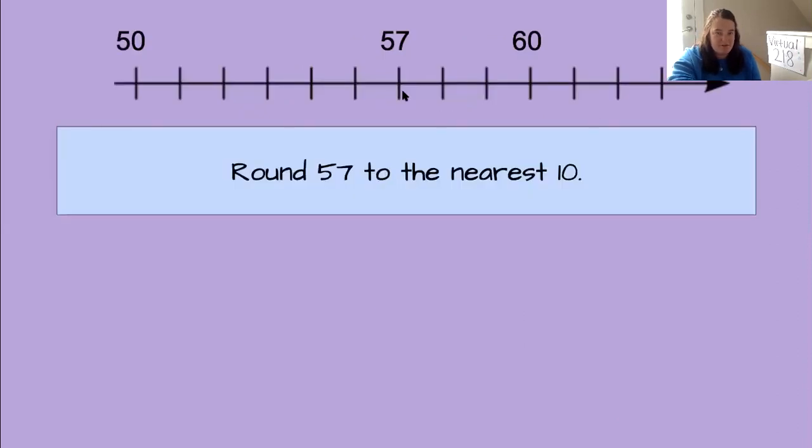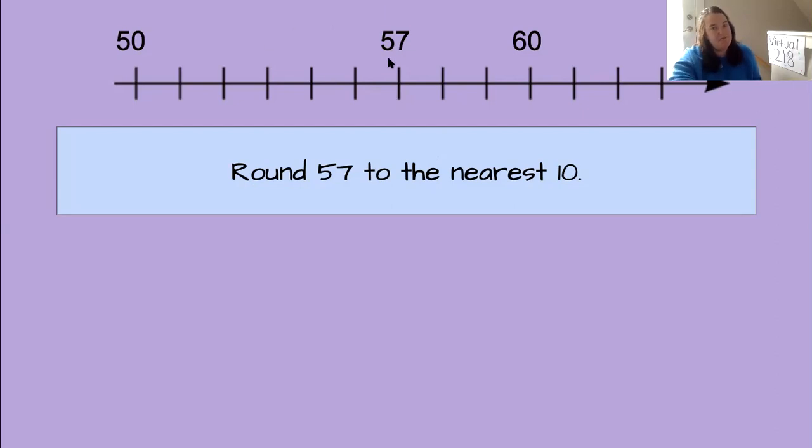Let's look at another example. We're going to be looking at the number 57. The directions say, round 57 to the nearest 10. So when I look at 57, I know that the 5 is in the tens place. So that's the number I'm going to be looking at to change. Am I going to keep it at 50, or am I going to bump it up all the way to 60?